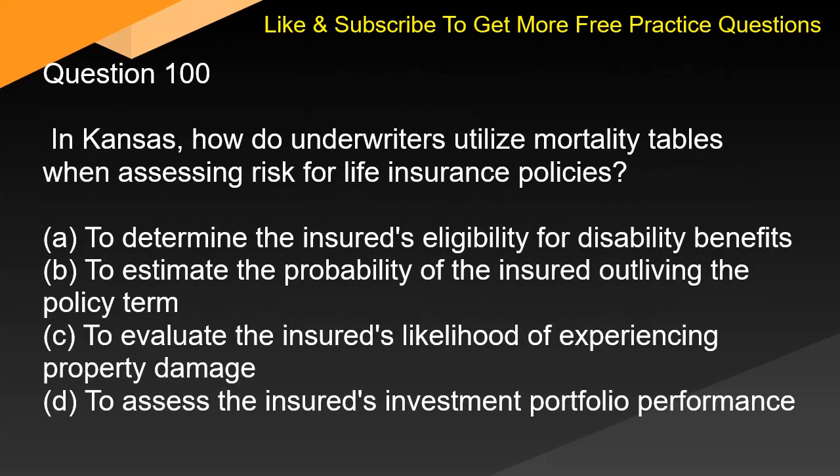Question 100. In Kansas, how do underwriters utilize mortality tables when assessing risk for life insurance policies? A. To determine the insured's eligibility for disability benefits. B. To estimate the probability of the insured outliving the policy term. C. To evaluate the insured's likelihood of experiencing property damage. D. To assess the insured's investment portfolio performance.